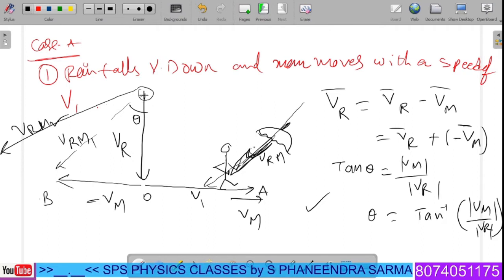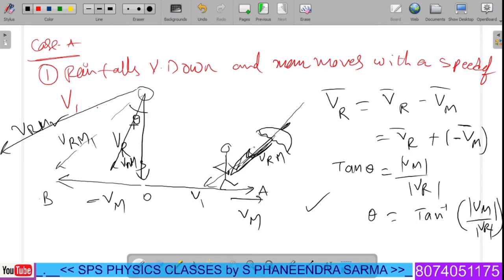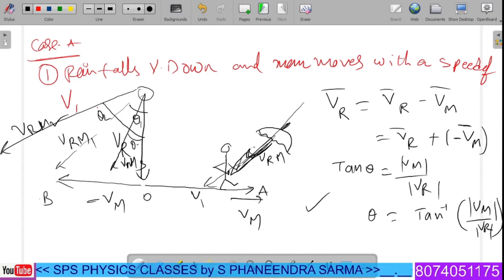If he slows down, then what happens? VRM3 will come in this direction. Then what are the angles they made? Initially, theta 1 you have to take. In the second case, that angle will be theta 2. Now the angle will be theta 3.